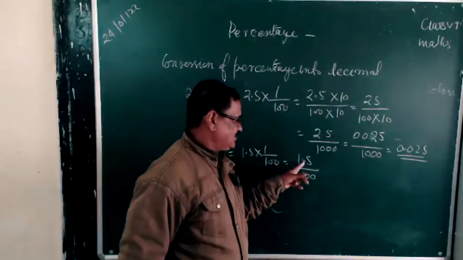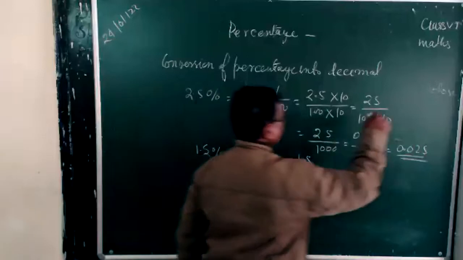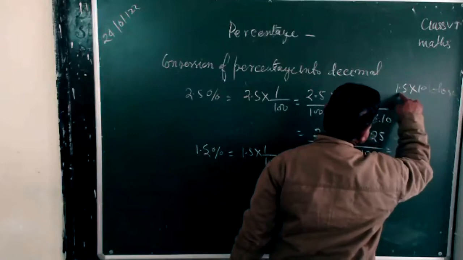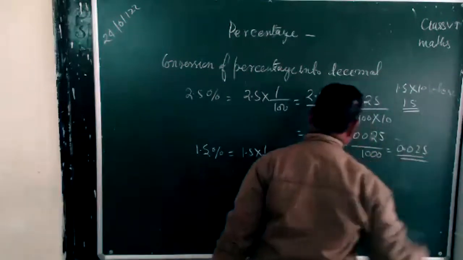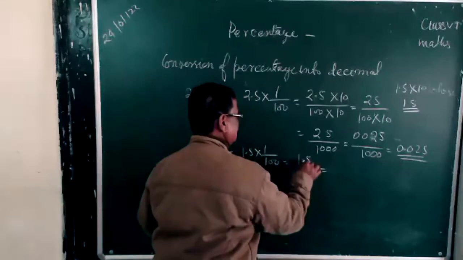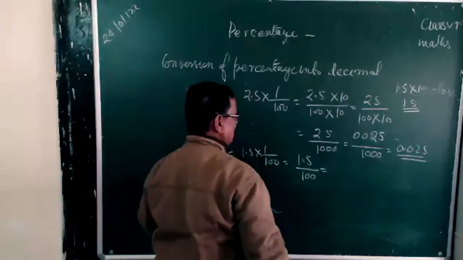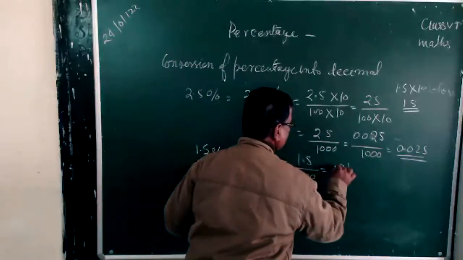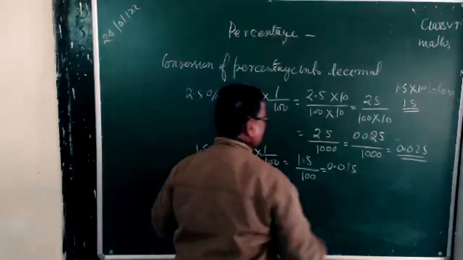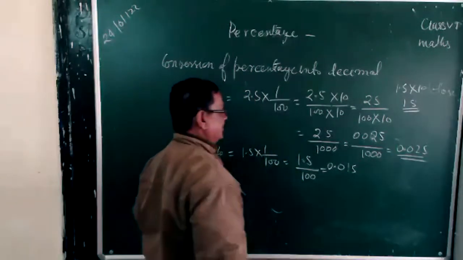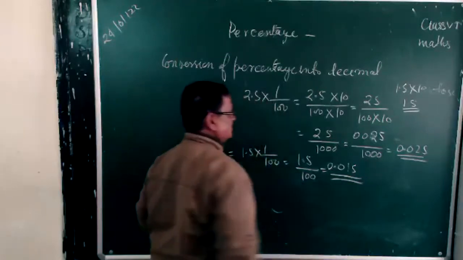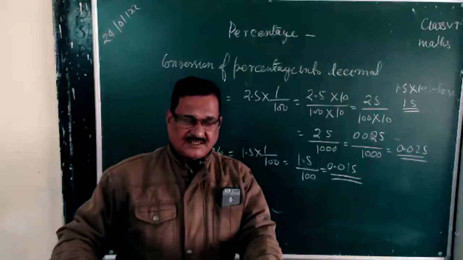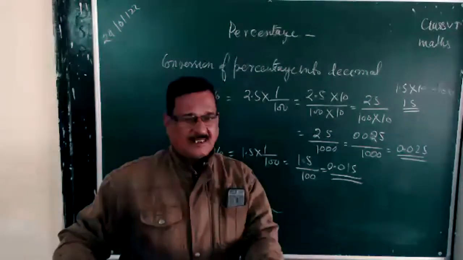If multiplying, then the decimal is shifted to the right side. Suppose you multiply 1.5 into 10, then the decimal shifts 1 digit to the right side, that is 15. And in dividing by 100, the decimal shifts 2 digits to the left side. So here is 1 digit already, and 1 more 0 is added, then the decimal is shifted, so that becomes 0.015. That percentage is changed into a decimal. This way, any percentage can be changed into a decimal or fraction.